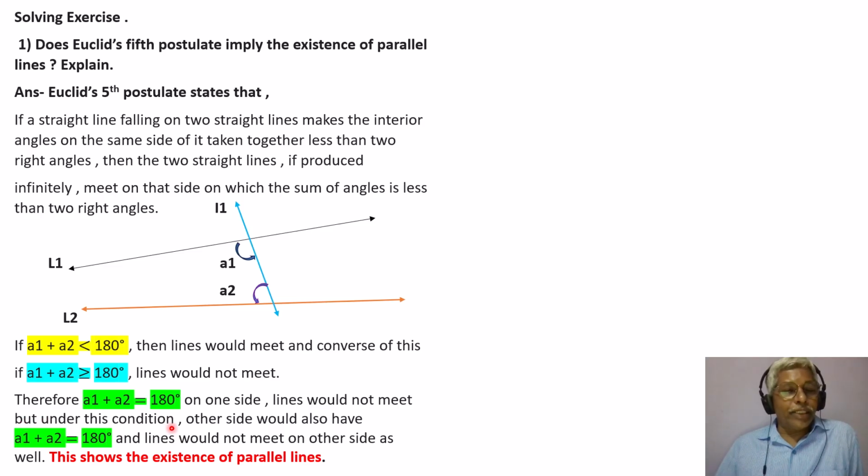But under this condition, the other side will also have A1 plus A2 equal to 180. Got it? If this is less than 180, no problem. But if on this side it's exactly 180, then on this side also the addition will be 180. That is what it means. If A1 plus A2 is equal to 180 on one side, the lines would not meet. But under this condition, the other side would also have A1 plus A2 equal to 180, and the lines would not meet on the other side as well. Got it? This shows the existence of parallel lines. So the answer was yes, and this is the explanation.